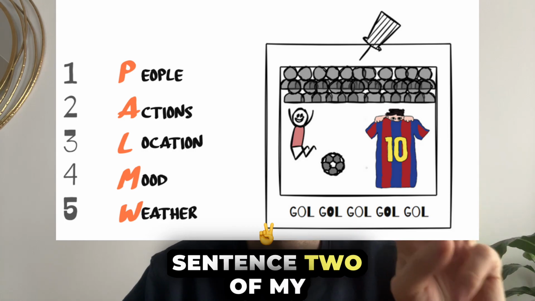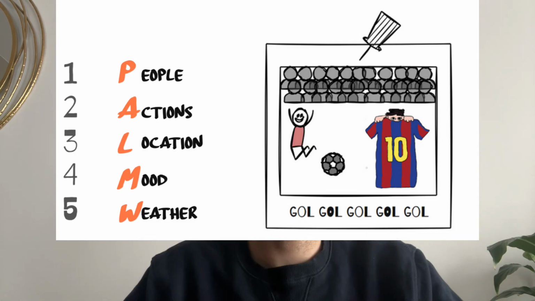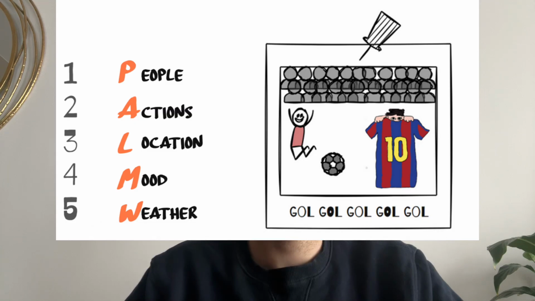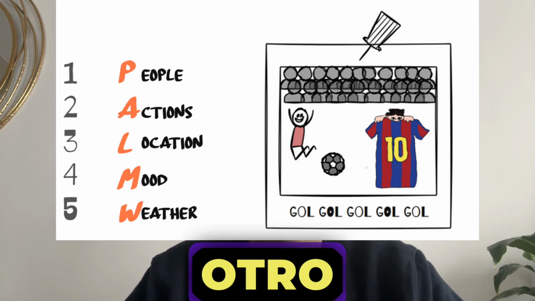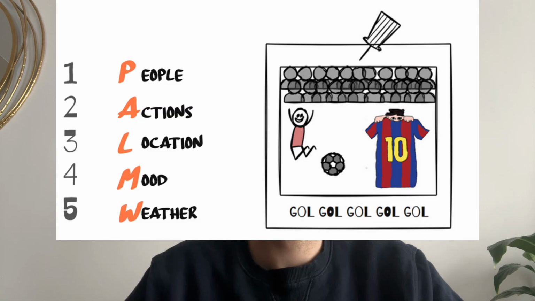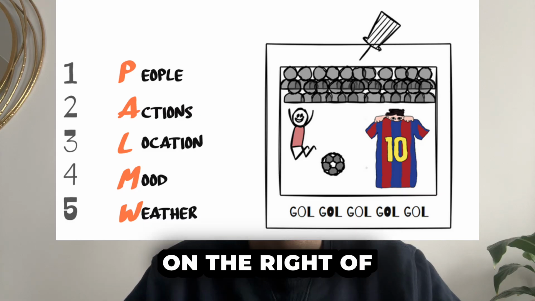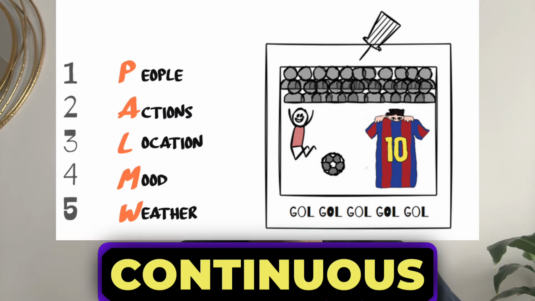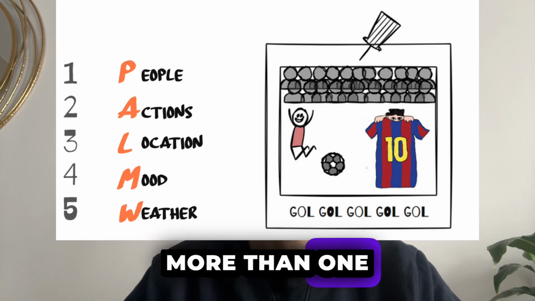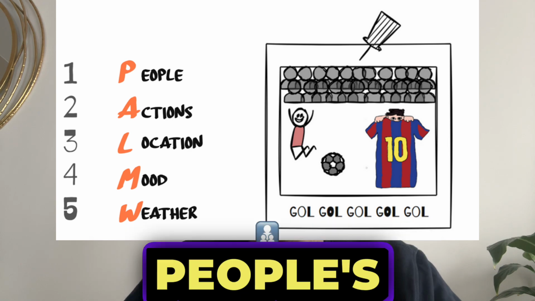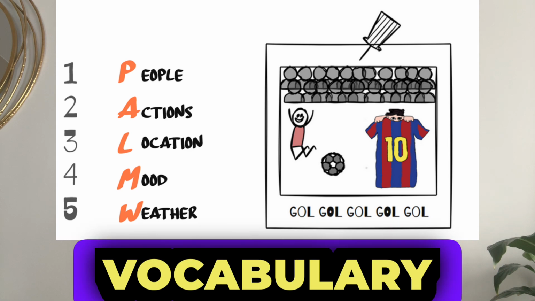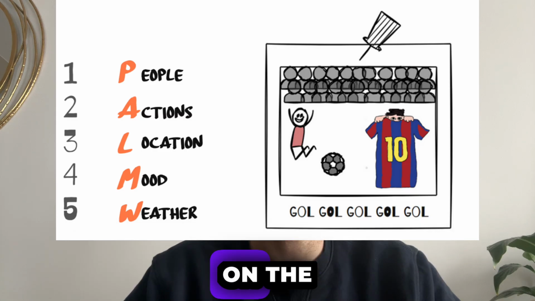Sentence 2 of my palm wave. El jugador a la derecha de la imagen está mostrando su camisa, mientras que el otro jugador a la izquierda está saltando. The player on the right of this image is showing his shirt while the player on the left is jumping. So here I have the present continuous and I'm describing more than one action. I'm describing 2 people's actions. Plus again, I have that chunked photo-specific vocabulary on the right and on the left.